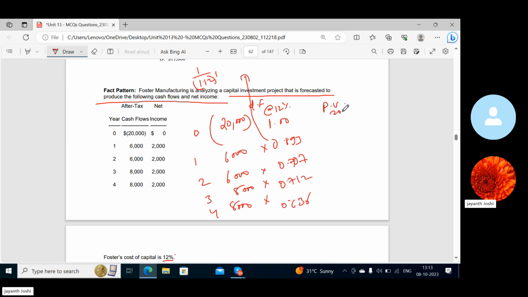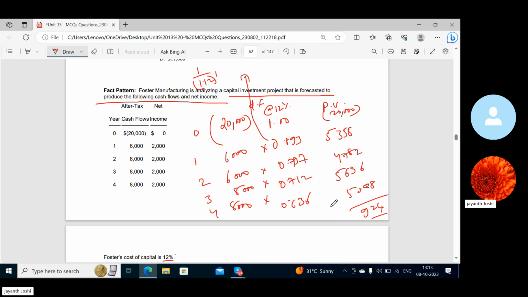So the first one is going to be 20,000 as usual. This one is going to be 5,358. The second is going to be 4,782. Then 5,696, and then 5,088. So 924 is your NPV, right?